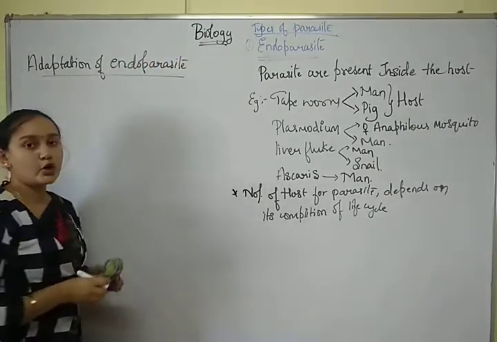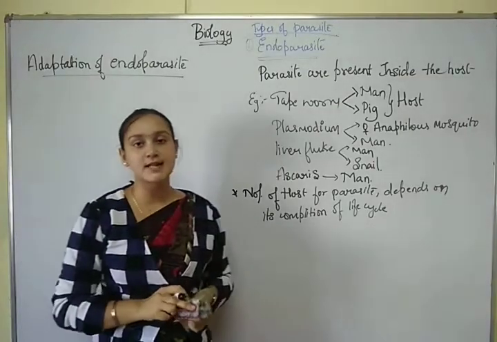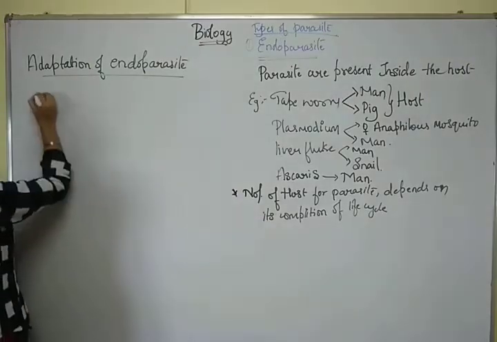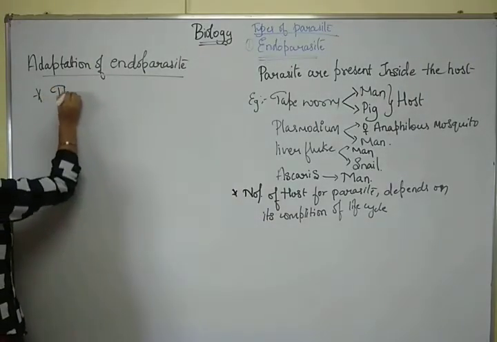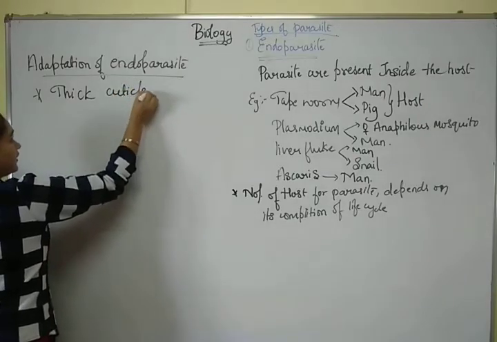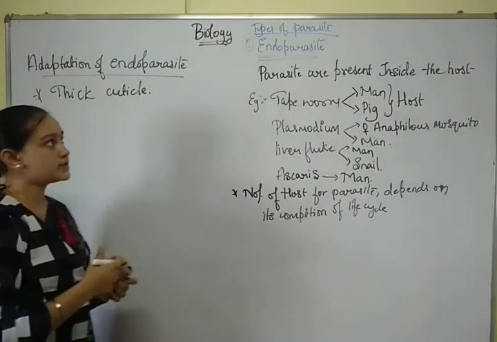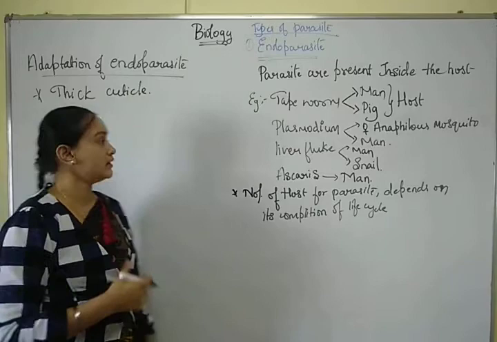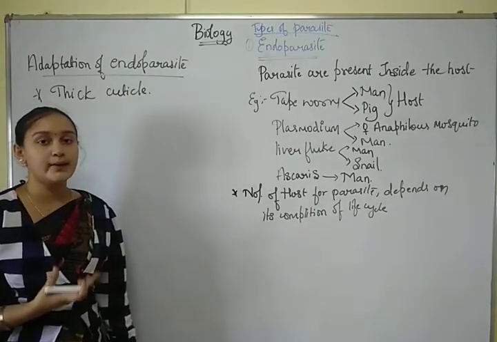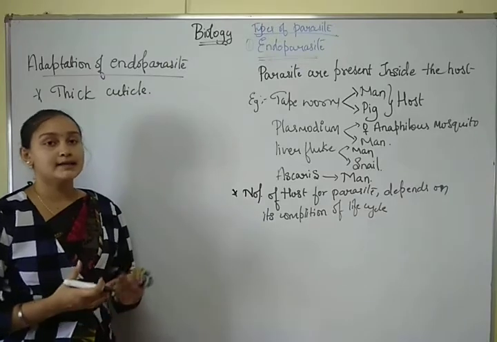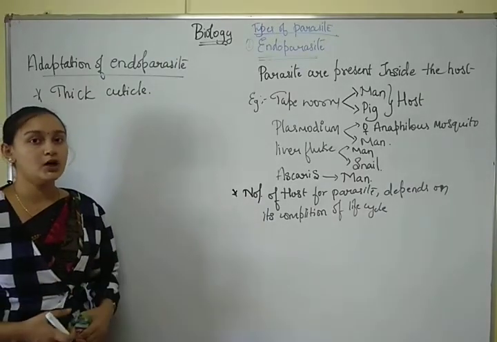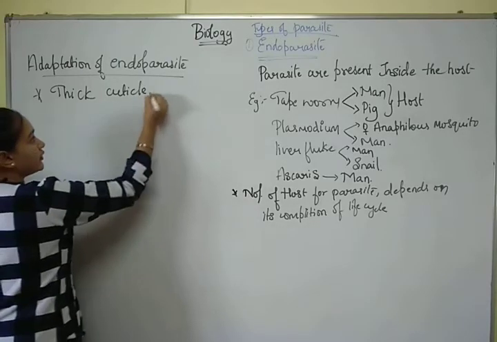Okay, let's see what all the different adaptations are there for the endoparasite. The first adaptation is that it is having a thick cuticle. This is the outer surface of this endoparasite, so it is having a very thick cuticle. Why is it having a very thick cuticle? Because it can resist the enzymatic activity of the host.